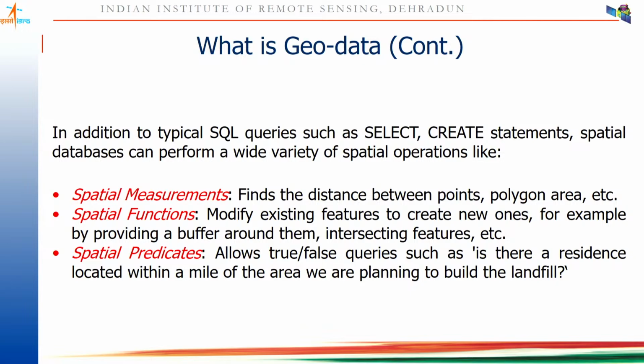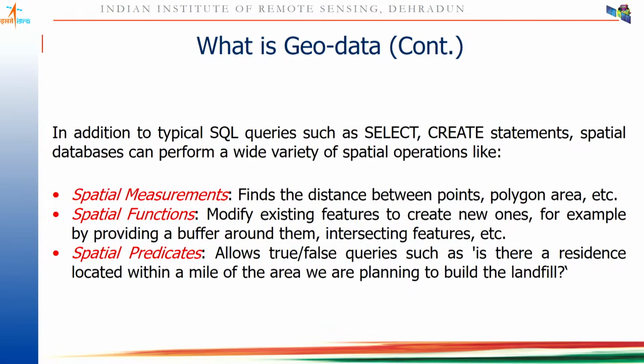And we can also apply some of the Boolean operations which are very important, something like spatial predicates. It allows true and false queries such as, is there a residence located within a mile of the area we are planning to build a landfill? This is a typical query. Or you can say that I have the spatial data with me and I want to write a SQL query: is there any hospital available within 1 kilometer of my locality?